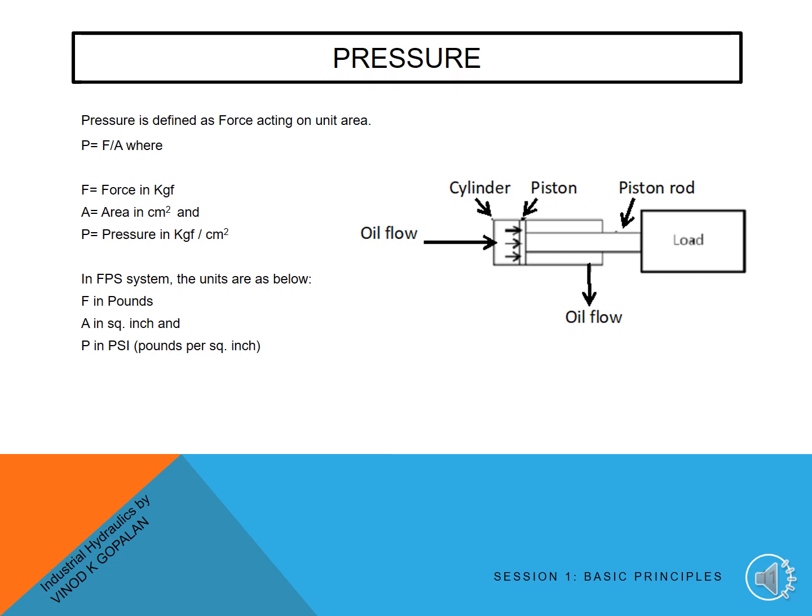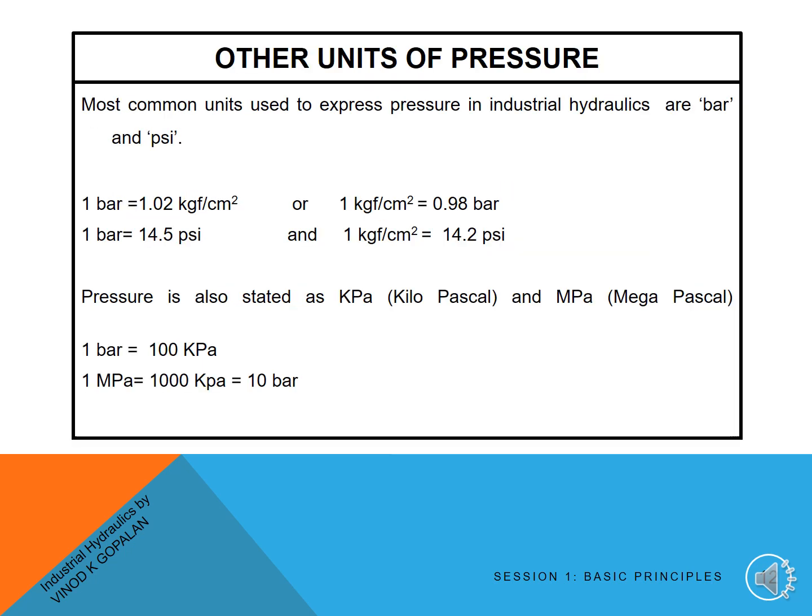In the FPS system, the units are as below: F in pounds, A in square inch, and P in PSI, pounds per square inch. The most common units used to express pressure in industrial hydraulics are bar and PSI. 1 bar is equal to 1.02 kgf per square centimeter, or 1 kgf per square centimeter is equal to 0.98 bar. 1 bar is equal to 14.5 psi, and 1 kgf per square centimeter is equal to 14.2 psi.